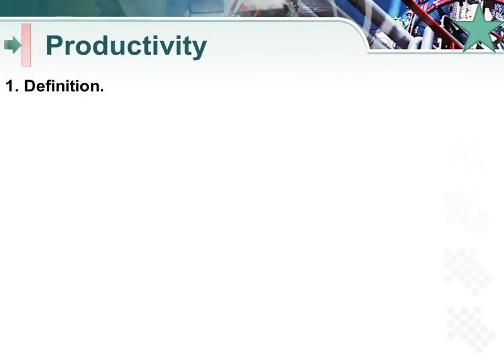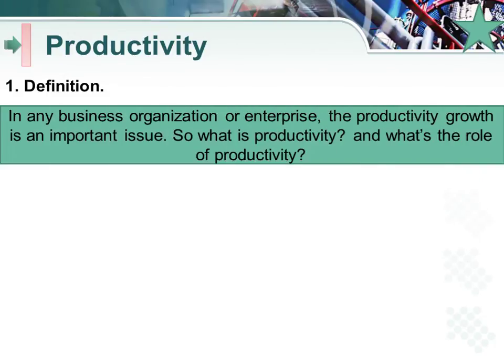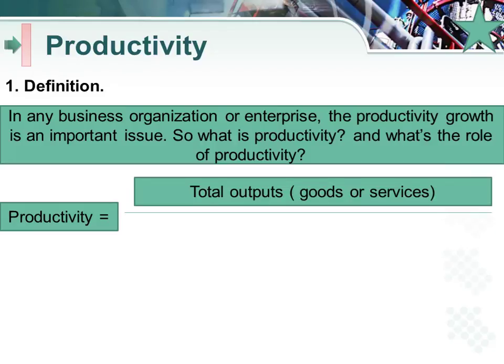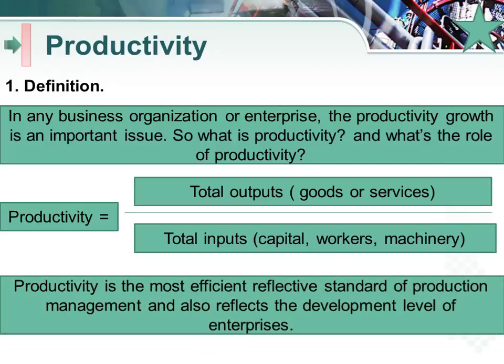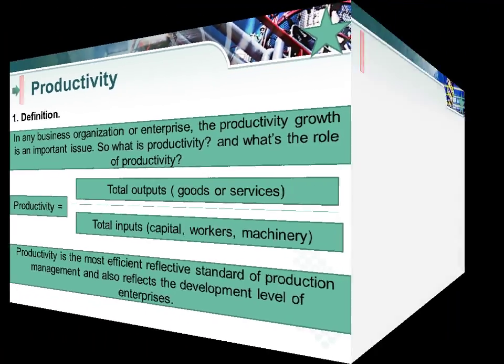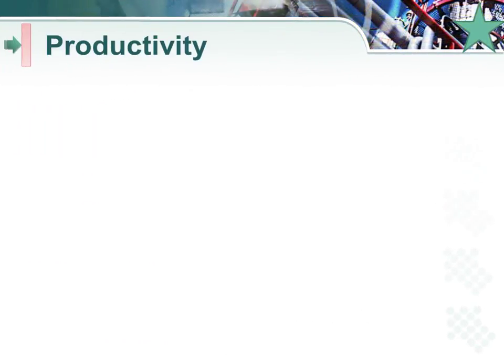In any business organization or enterprise, productivity growth is an important issue. So what is productivity and what is the role of productivity? Productivity includes 2 things. First, total output such as goods and services. And second, total inputs such as capital, workers, machinery. Productivity is the most efficient relative standard of production management and also reflects the development level of the enterprise.